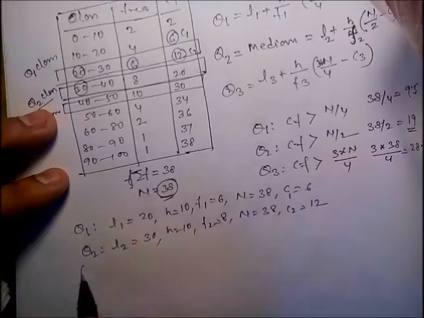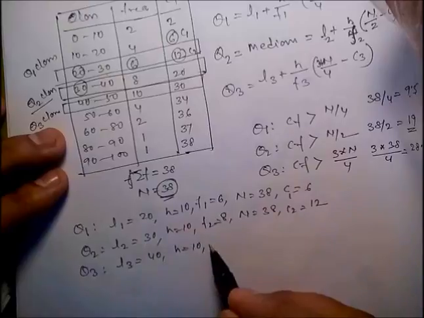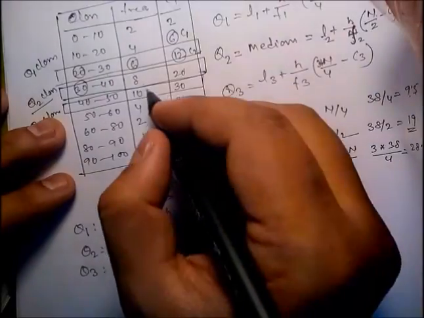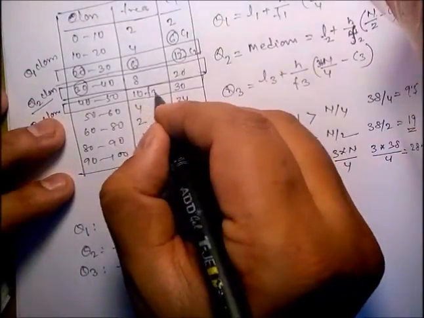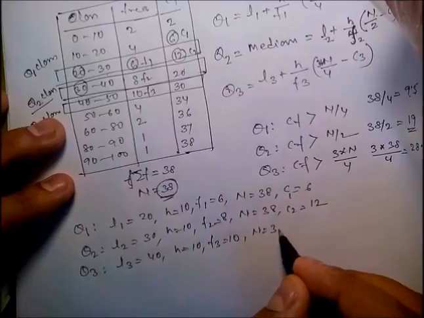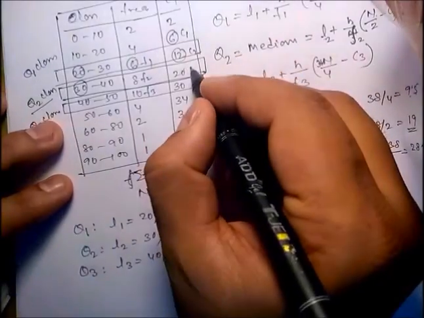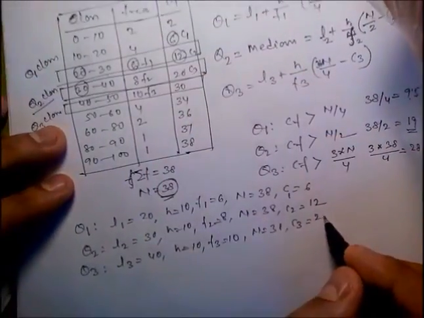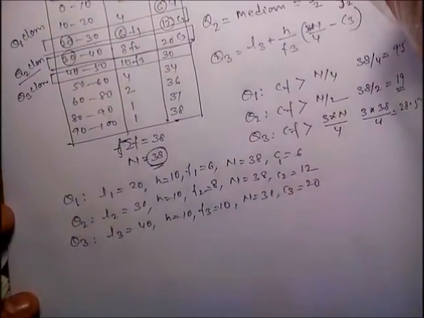Okay. Now for Q3, L3 is equal to 40. H is equal to 10. F3 is equal to 10. So this is our F3, this is F2, this is F1. N is equal to 38 and this is our C3, so that is 20. Okay, so easily we can calculate Q1, Q2 and Q3.